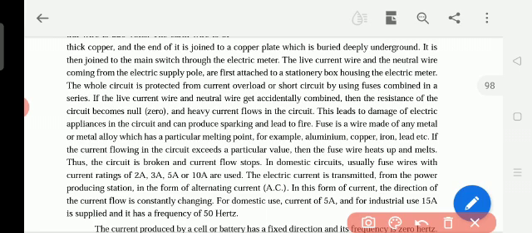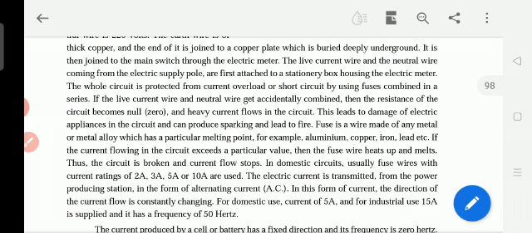Next, the live current red wire has the higher potential. There are positive and negative charges. Higher potential has the positive charge and lower potential has the negative charge. So here, the whole circuit is protected from current overload, overload meaning higher voltage, or short circuit by using fuses combined in a series.